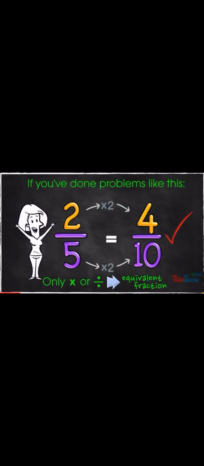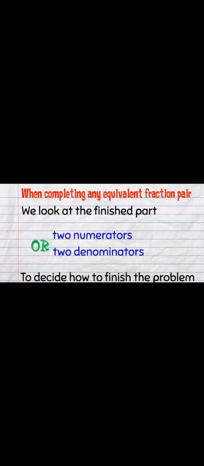Because I multiply the denominator by 2, I will multiply the numerator by 2 also, related to the rule that we learned in the last lesson. Remember that whatever I do in the top, I've got to do in the bottom, and in this case, whatever I do in the bottom, I've got to do in the top. So my new fraction is 4 out of 10. So 2 out of 5 is equal to 4 out of 10. When completing an equivalent fraction pair, we look at the finished part, the two numerators or the two denominators, to decide how to finish the problem. Remember, in our exercise before, the numerator was missing, so the finished part was in the denominator.